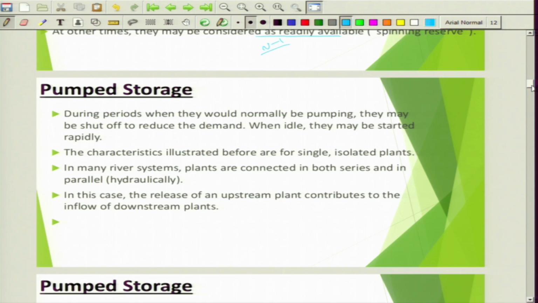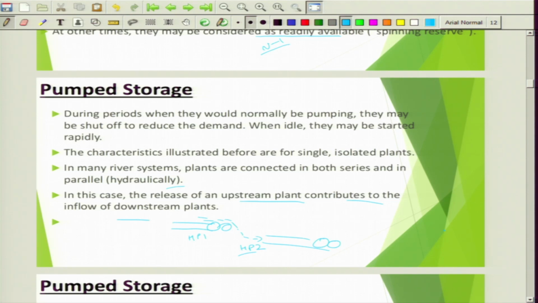So the characteristics illustrated before are for single isolated plants. In many river systems, plants are connected in both series and in parallel. That is, hydraulically they are connected in series and parallel. In this case, the release of an upstream plant contributes to the inflow of downstream plants. Let us say there are two power plants with different sets of turbine generator combinations in two different hydroelectric power plants. If there is a release of water from hydropower plant 1, this water can also act as inflow to hydropower plant 2. So we need to include these constraints as well.